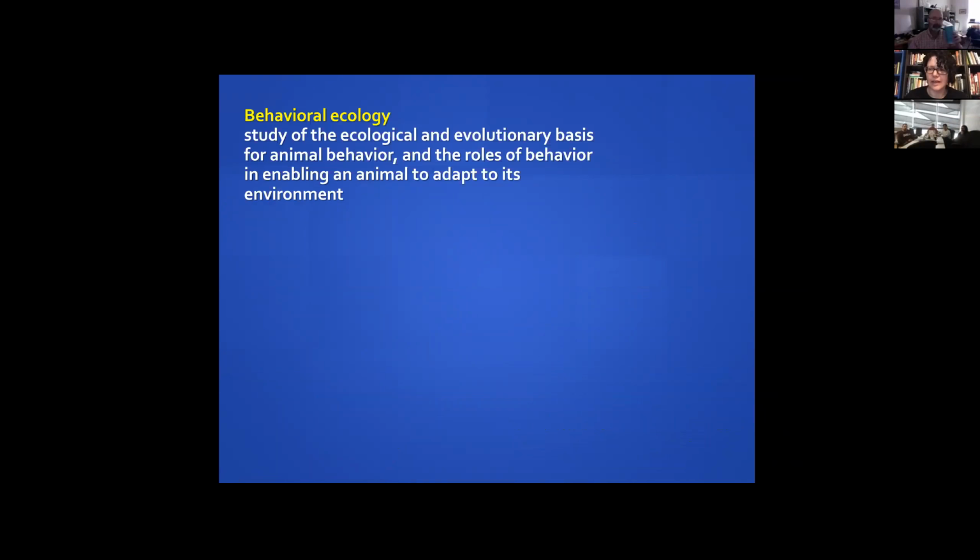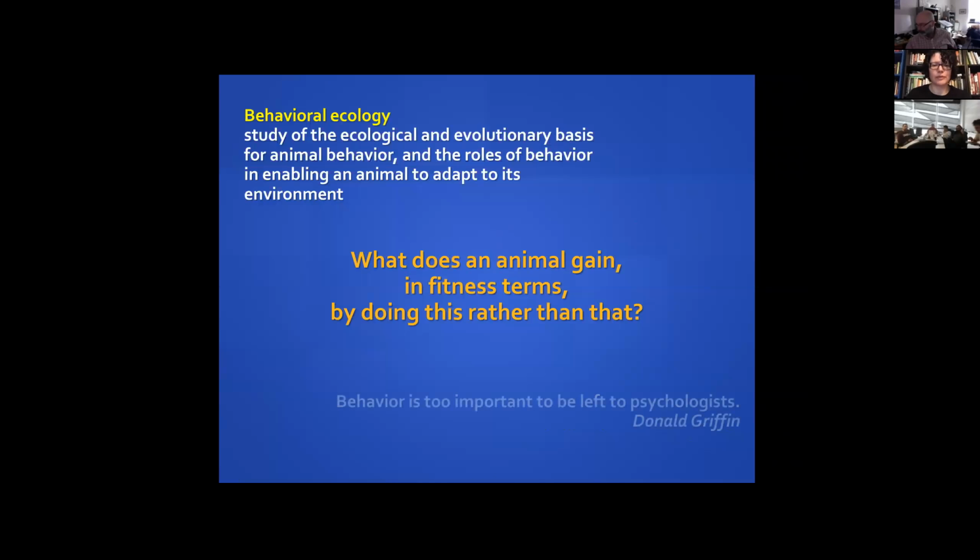Computational behavioral ecology. I think for the majority of the audience, I might not have to define the computational part of it, but certainly the behavioral ecology. Formally, it's the study of the ecological and evolutionary basis for animal behavior and the roles of behavior in enabling an animal to adapt to its environment. So to simplify, really, what does an animal gain in fitness terms, evolutionary fitness terms, by doing this rather than that? And the majority of my biology colleagues with whom I collaborate are really interested in the social behavior of animals. And that's what my research trajectory, most of my research, has been: designing computational methods to be able to answer questions about animal social behavior.